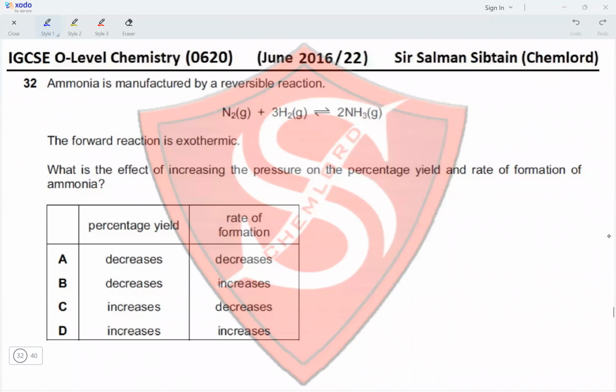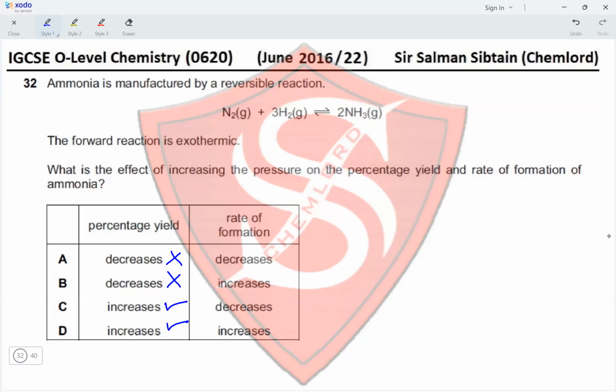Question 32. Ammonia is manufactured by a reversible reaction. The forward reaction is exothermic. What is the effect of increasing the pressure on the percentage yield and the rate of formation of ammonia? An increase in pressure will favor the side with the lesser number of moles. The number of moles of reactants is 4 and products is 2, so increasing the pressure would increase the percentage yield of ammonia. This eliminates options A and B.